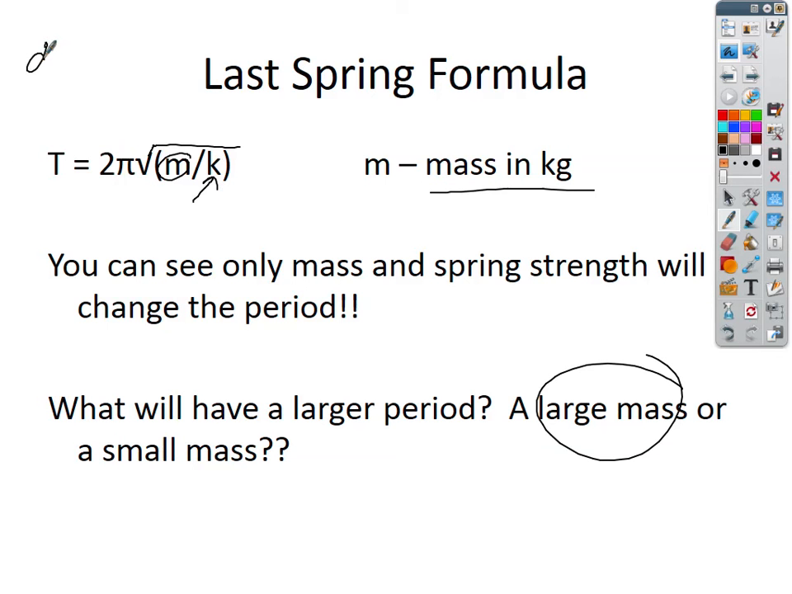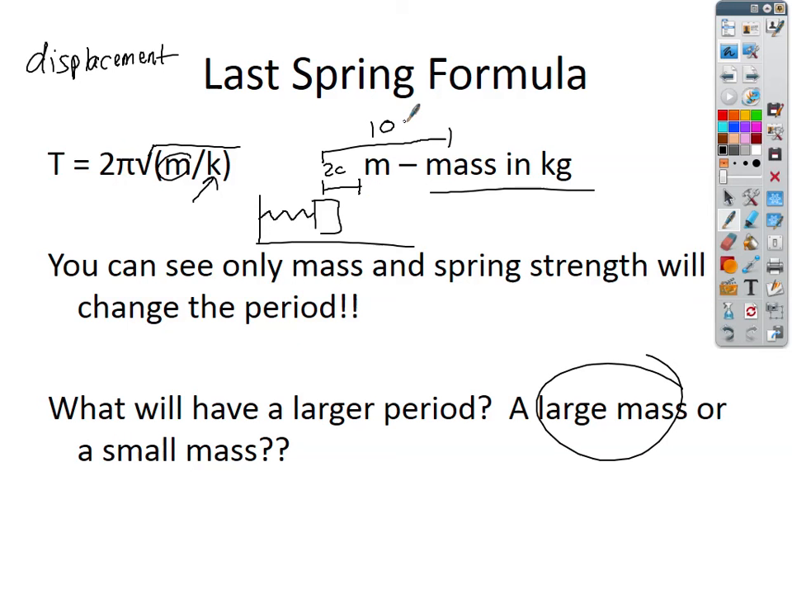Now, really quickly, why does displacement not affect it? What you need to think here is, and this is why I'm sure some people thought, hey, displacement would make it go faster. You're right, it would make it go faster. If I stretch it 2 centimeters and then I stretch it 10 centimeters, the spring will go faster eventually with the 10 centimeters, but what does it have to do?